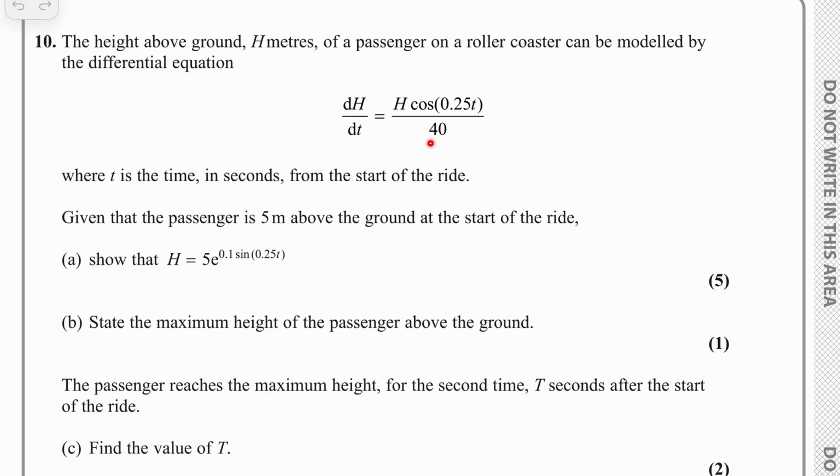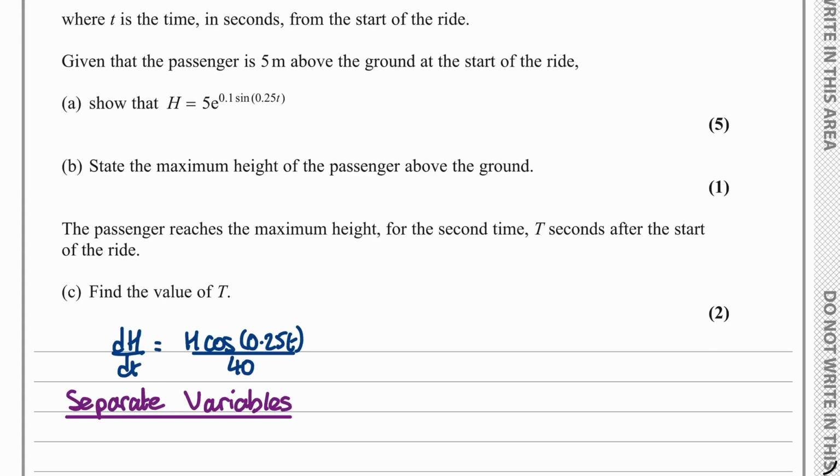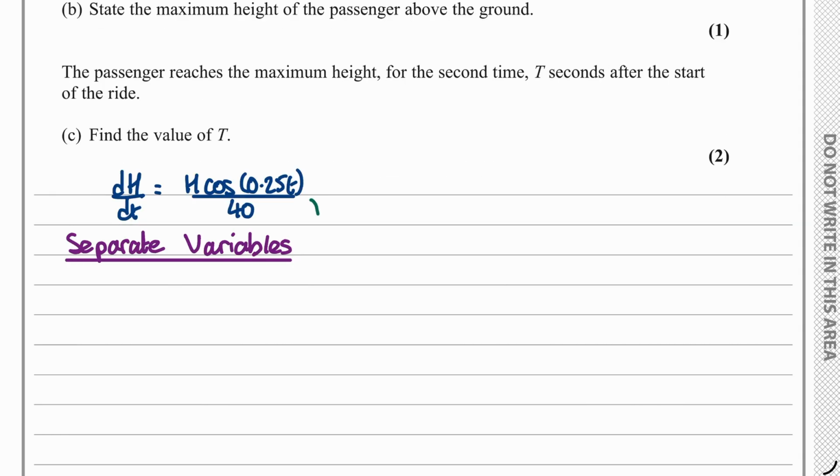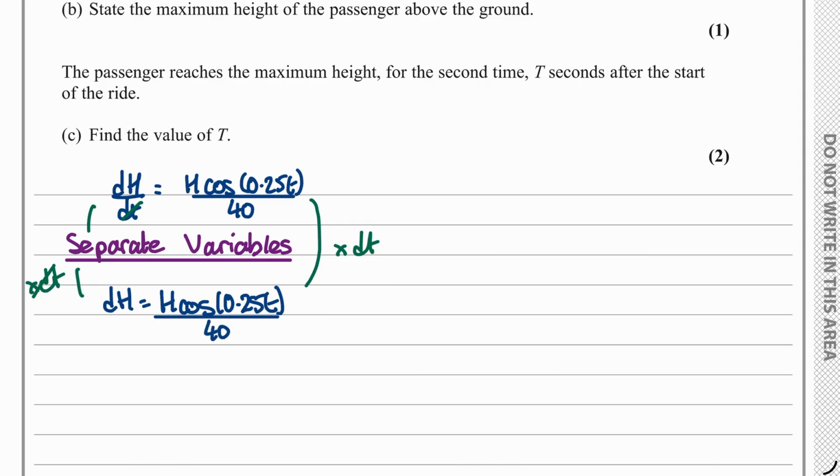So we need to solve this differential equation, and we're going to use the method of separating variables. This means we'll get all the t's onto one side and all the h's onto the other side. We need to move this dt to the right hand side, and we need to move this h over to the left hand side. So if we multiply both sides by the dt, then these two will cancel, and we'll have dh will equal h cos of 0.25t over 40 multiplied by dt.